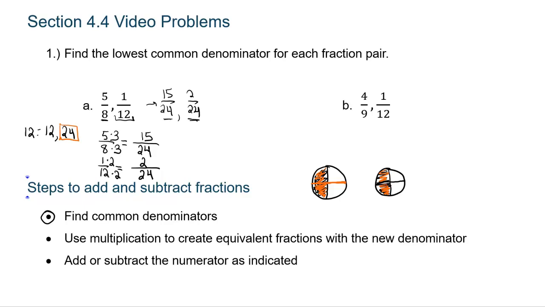All right, so pause the video. Try B, where you're finding the common denominator, and try the process that I showed you, and then go ahead and figure out what your new fractions would be with that new denominator.